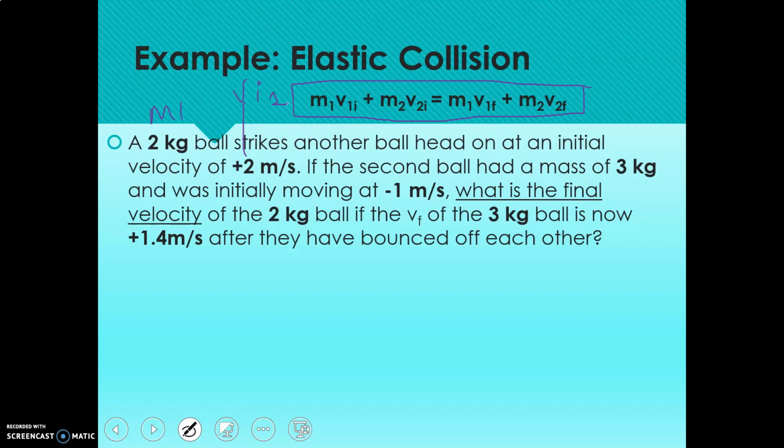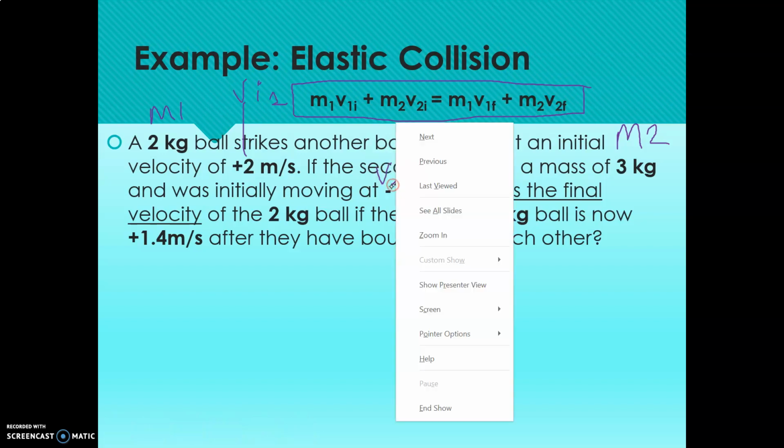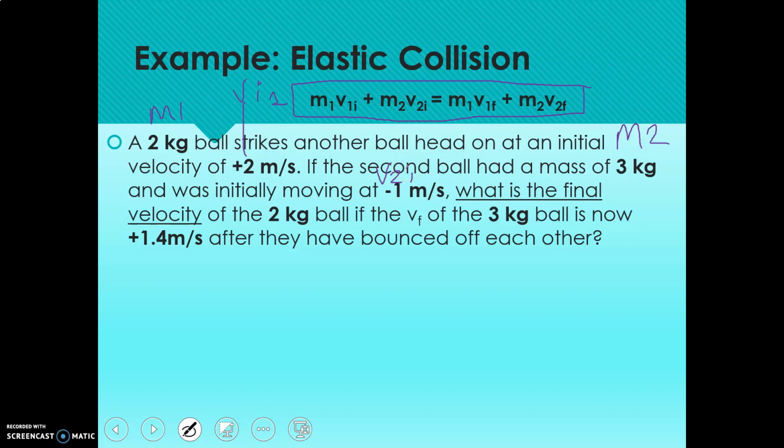If the second ball had a mass of 3 kilograms, so I know 3 kilograms is for the mass of object 2, and it was initially moving at -1 meters per second. So that is the velocity of the second object initially. And negative sign, so this ball is moving to the left. What is the final velocity of the 2-kilogram ball if the final velocity of the 3-kilogram ball is now positive 1.4 meters per second? So this is our final velocity of that second object. We want to know what is the final velocity of that first object. So really we're looking for the VF of the first object.